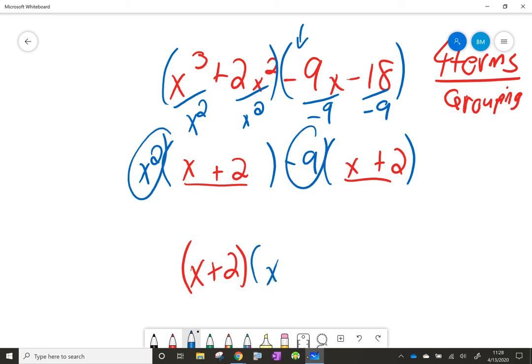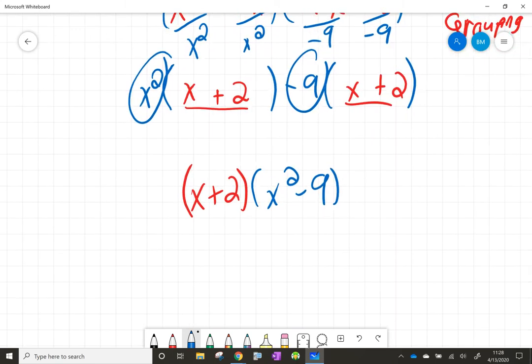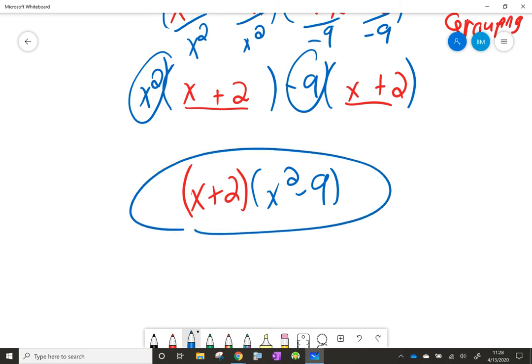Now, a lot of people would stop there going, hey, look, I factored by grouping. We're all done, right? The answer is, are we though? The answer is no. Because if you look at your answer, x plus 2 cannot be factored anymore. However, x squared minus 9 can be. You have to recognize, hey, look, that's a difference of squares. I can actually go ahead and factor that even more.